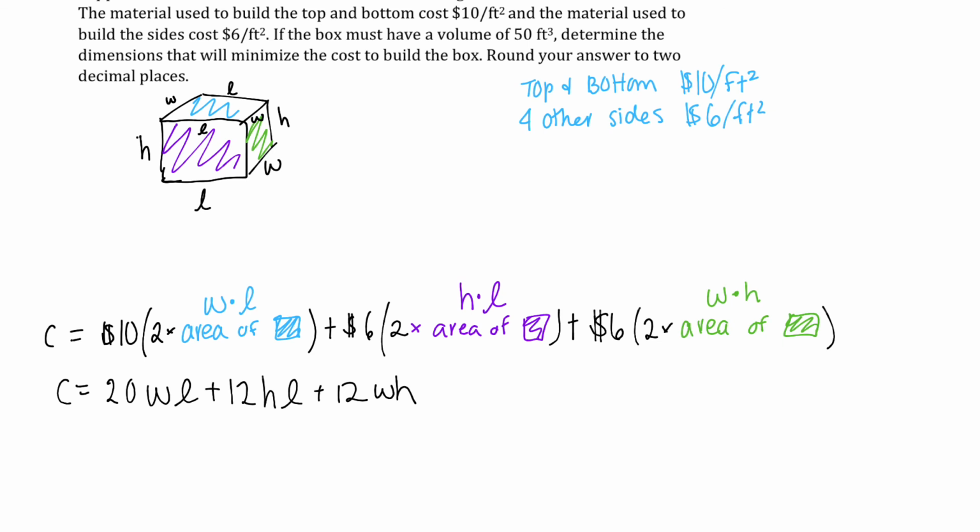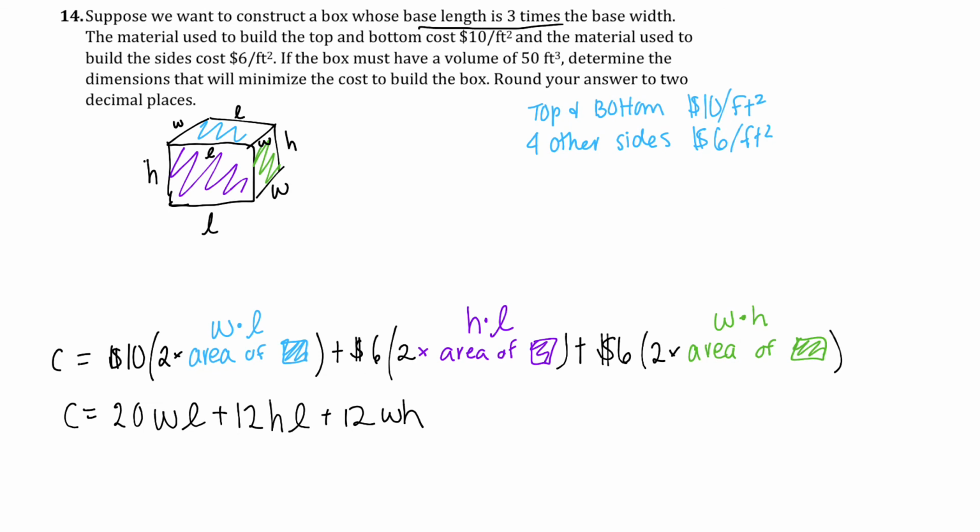This length right here, it says the length is 3 times the base width. So instead of L, I'm going to write 3W. And then what else do we have? That's it in terms of the information they've given us. They've given us W and 3W, but they also tell us right in here that the box has to have a volume of 50 cubic feet. So the volume has to be 50.